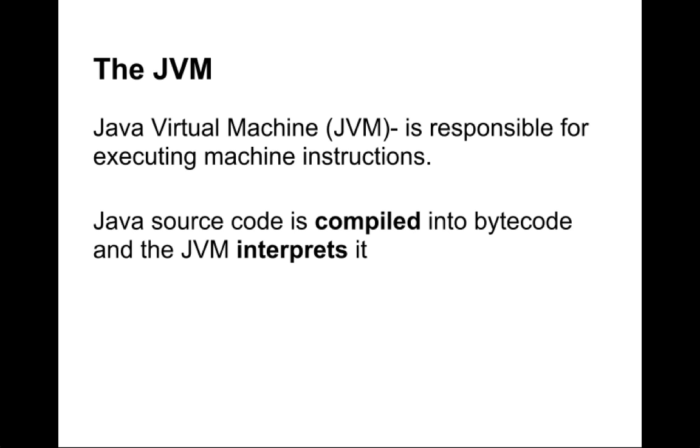Okay, let's talk a little bit about the Java virtual machine. So the JVM is responsible for executing machine instructions. Java is both a compiled and an interpreted language. C++, in contrast, is just compiled, and it runs natively on the target computer's platform.